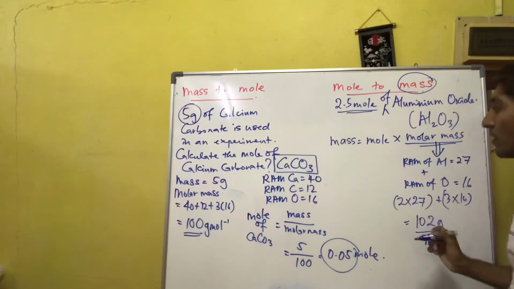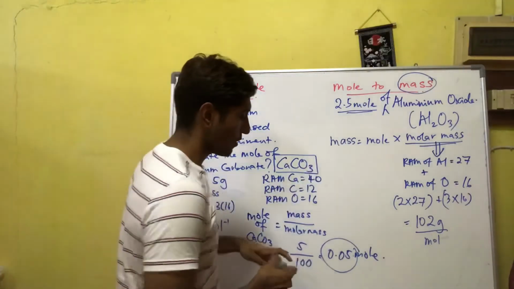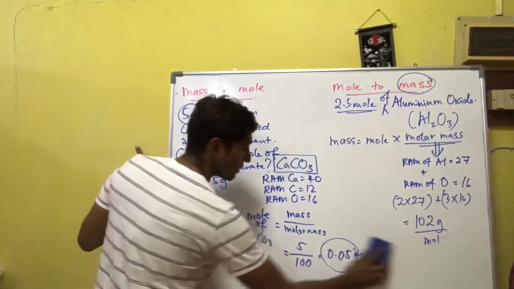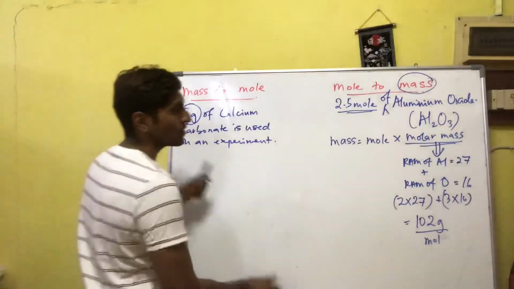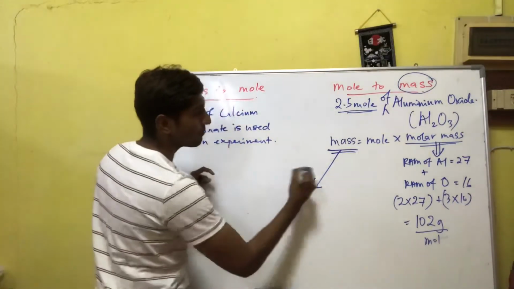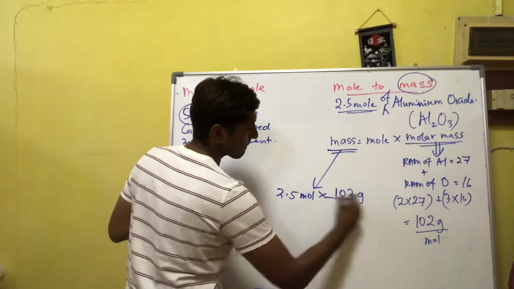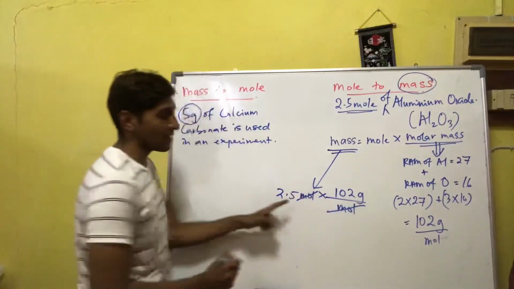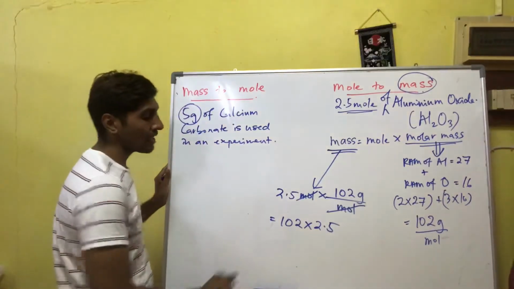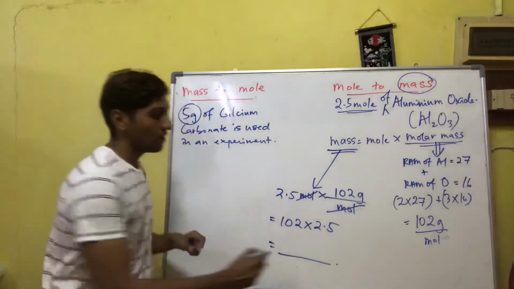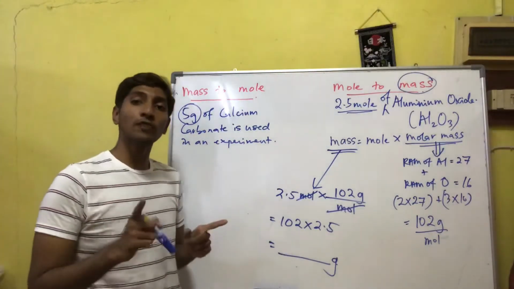Okay, so now we already have the molar mass and we already have the mole. So how should we find the mass? The mass would be the mole, which is 2.5 mole, times 102 gram per mole, and the mole is cancelled, so it is 102 times 2.5. Okay, and that would be the answer in grams. Okay guys, so this is how you calculate, and hopefully you understand.